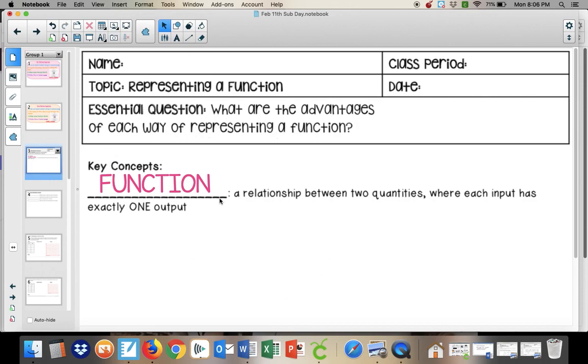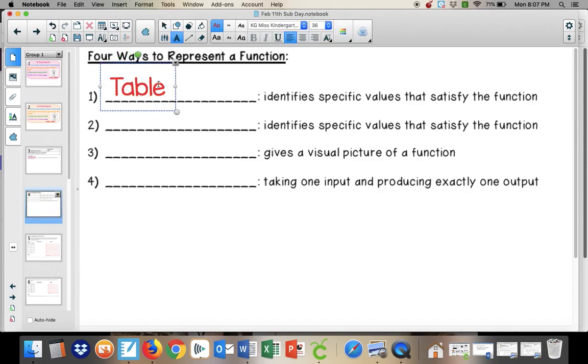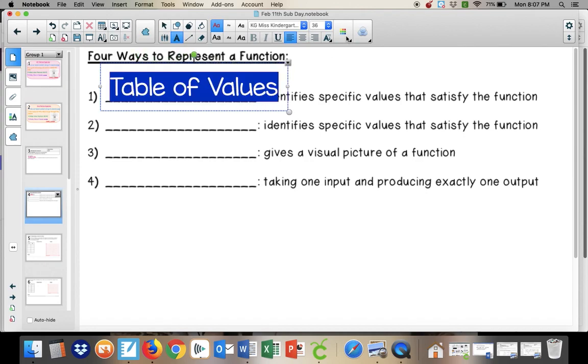Yesterday we talked about a function being a relationship between two quantities, the input and the output. And every input, x, has only one output, y. Remember, we looked at our tables and our mapping diagram and our graphs. If the x repeats, it is not a function. We are going to represent things today 4 different ways. The 4 different ways are a table of values.